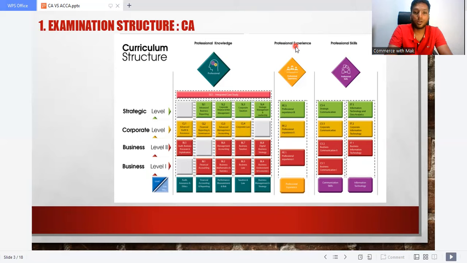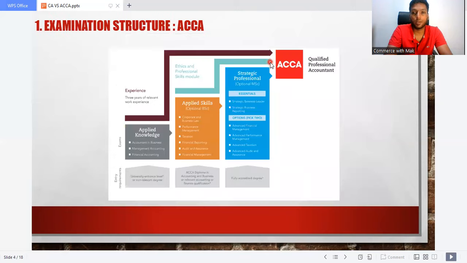Then the next part which we are going to speak about is the examination structure of ACCA. ACCA comprises three levels, starting with applied knowledge, applied skills, and strategic professional. Applied knowledge has 3 subjects which you need to complete. Once you complete the first level, you will get a diploma certificate from ACCA, which is almost equivalent to an advanced level or maybe a Cambridge advanced level certificate, but it's better than that. You can also use ACCA's first stage to get exemptions in many other qualifications as well.